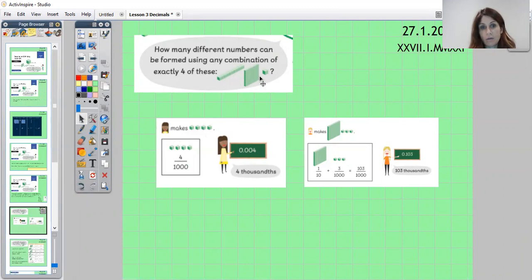So we've got this girl here who makes, you can use any 4 of these, and she chooses to use the ones blocks, 4 of them. We know that one of them is worth 0.001. So 4 of them is going to make 0.004.